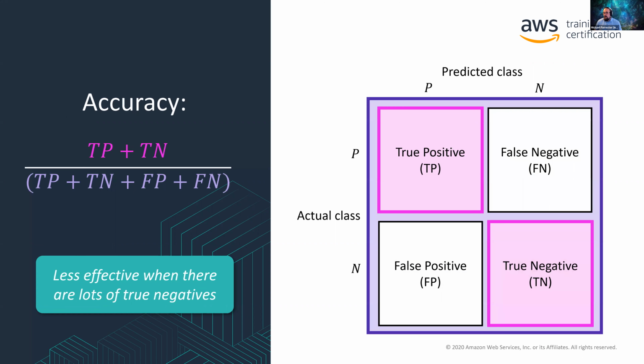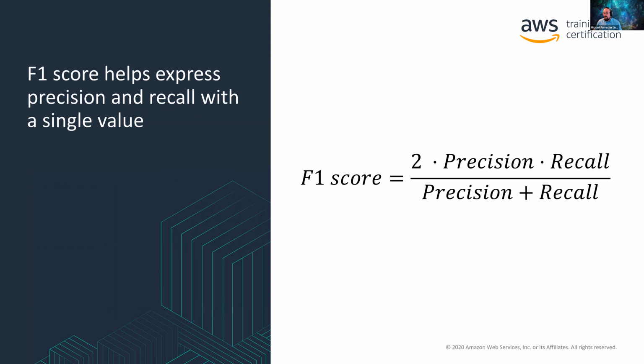This formula, by the way, you do not need to remember. They're not going to ask you to calculate the F1 score. They also are not going to ask you to calculate the area under the curve, receiver operator characteristic. They're not going to ask you to do mean squared error, RMSE, or anything else.